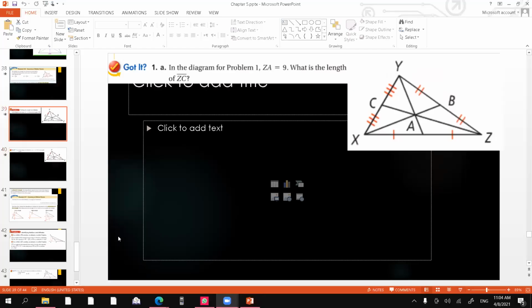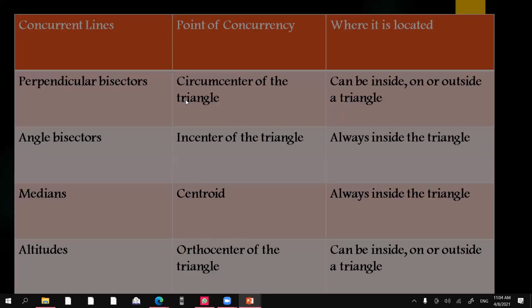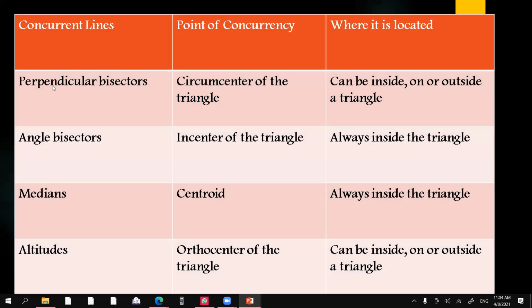I summarized for you in the table, as you see here. These are the concurrent lines: perpendicular bisector, angle bisector, median, and altitude. For the perpendicular bisector, the point of concurrency is the circumcenter of the triangle. The angle bisector, it's the incenter. The median, it's the centroid. And the altitude, it's the orthocenter.